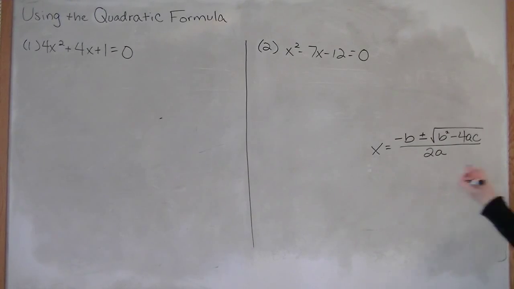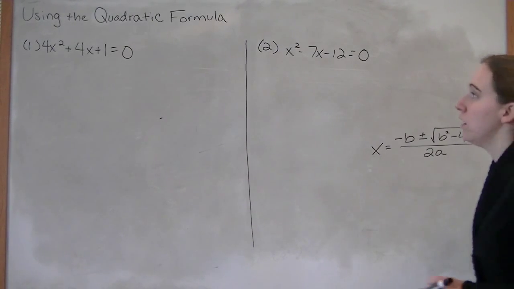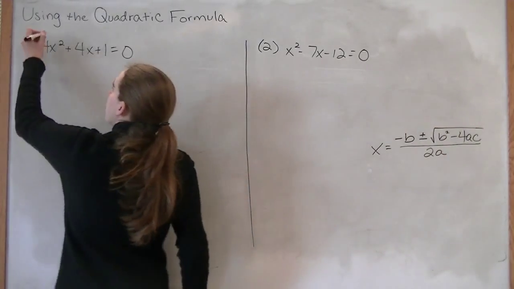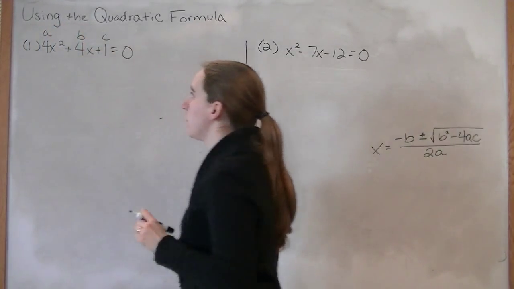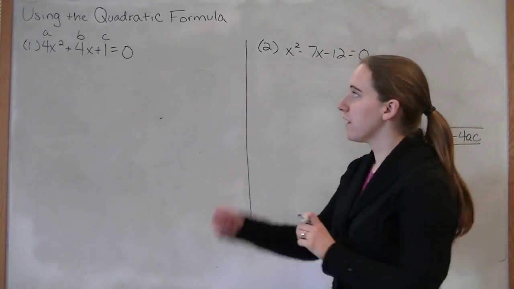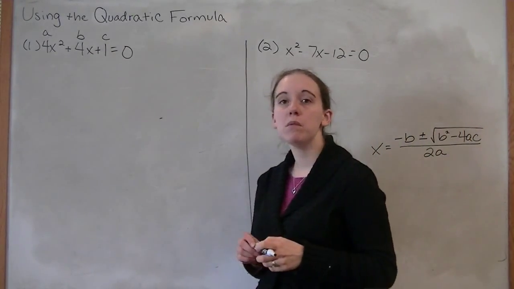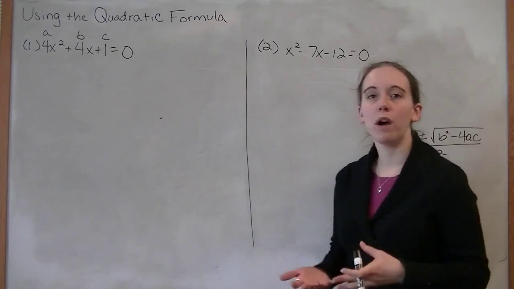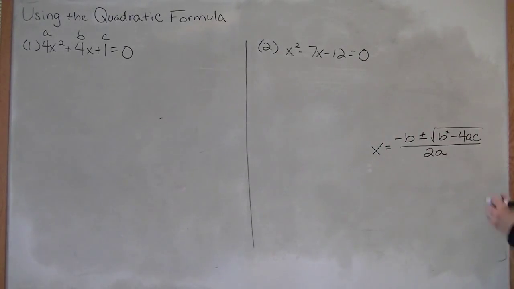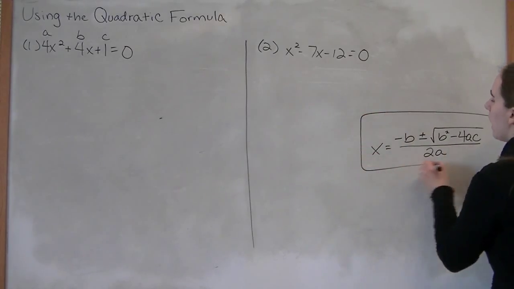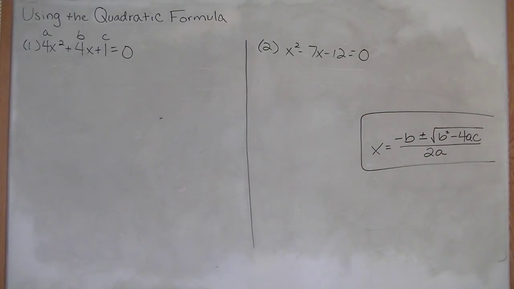So as long as we know a, b, and c, which come from our equation, then we can just put them into this formula and we should be able to find x. So a, b, and c are just the coefficients in our quadratic that we're looking at. In this case, for this first example, a would be 4, b would be 4, and c would be 1. So once we know that, we can go back to our formula and we can just put that in.